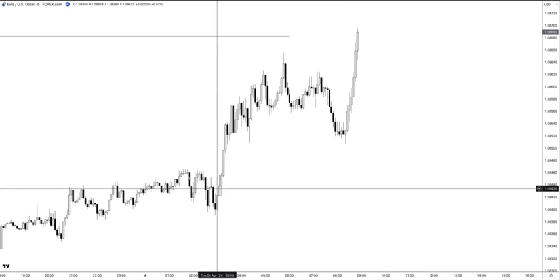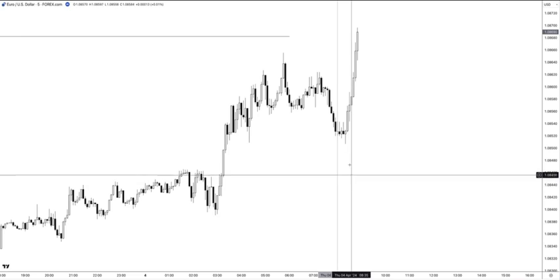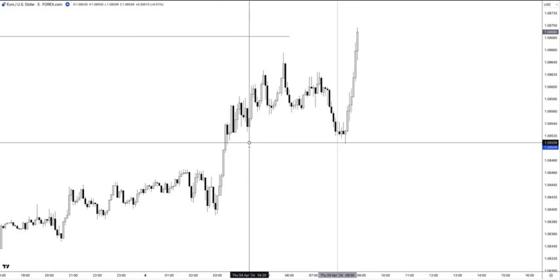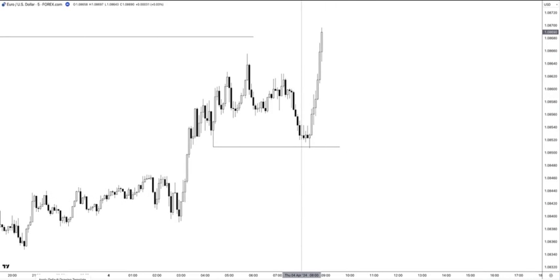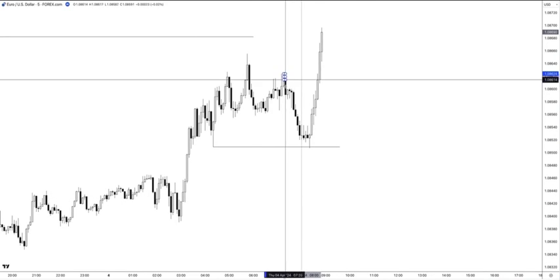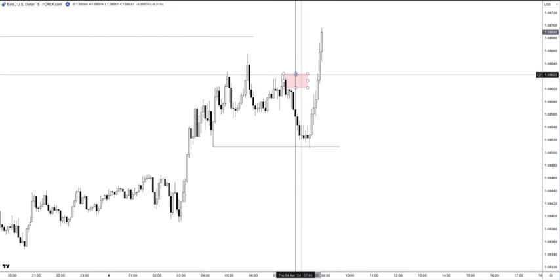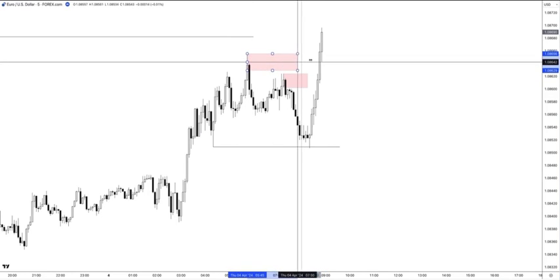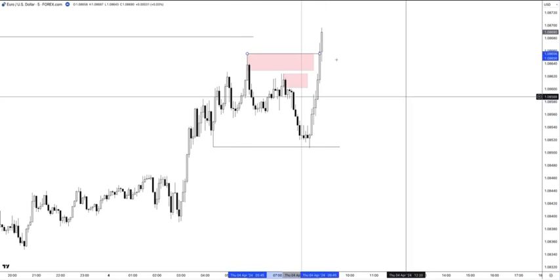Perfect. So New York opened right here, and right at New York open, look how price sold off, took the low here to induce sellers into the market. These areas are going to be traps. We do not want to be trading from these. One, and up here, we want to wait for these highs to get taken, because that means then sellers are trapped.